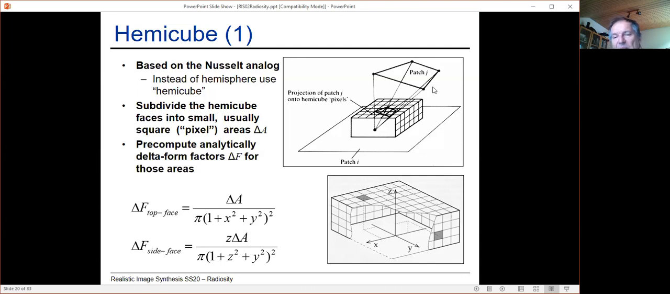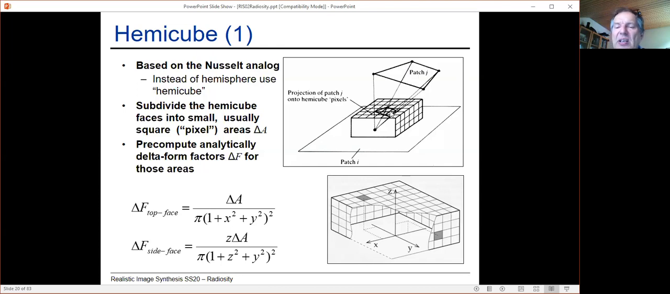If this projection of patch J encompasses a number of pixels, then of course we can sum up those partial form factors, and those partial form factors can be pre-computed and stored in a lookup table. The properties of the hemicube will always be the same. Discretization into 5 walls. Each wall has, say, 50 by 50 pixels. For each pixel, I pre-compute those form factors. So at the end, what I need to know is which pixels on the hemicube surface represent patch J.